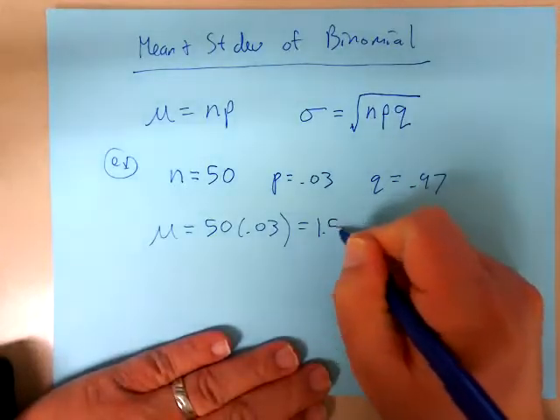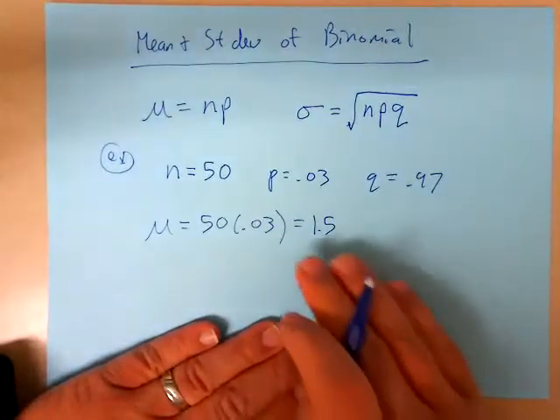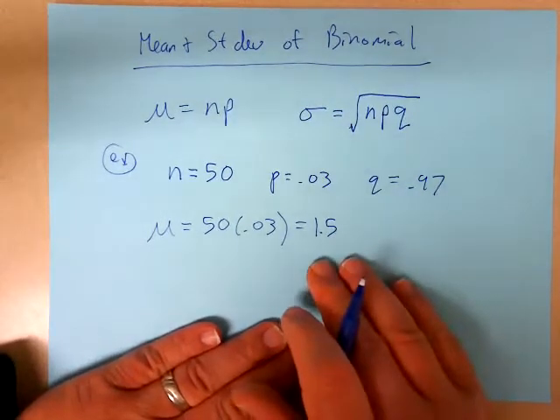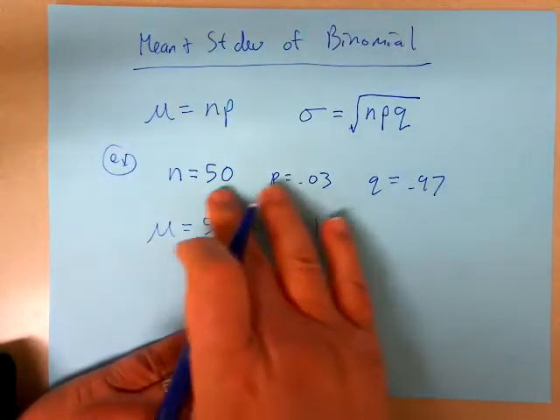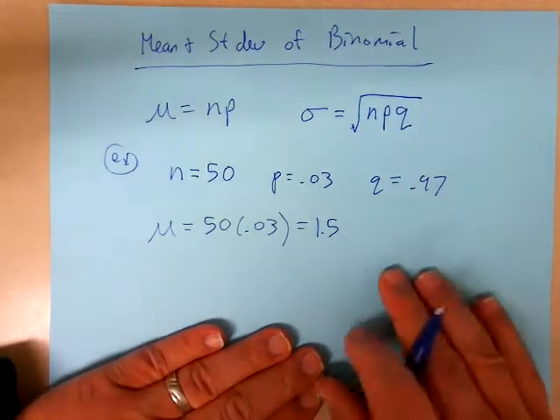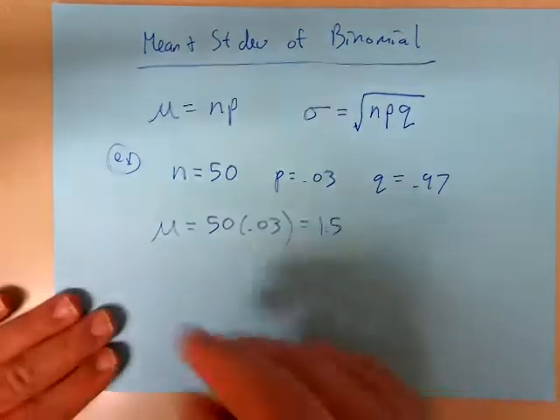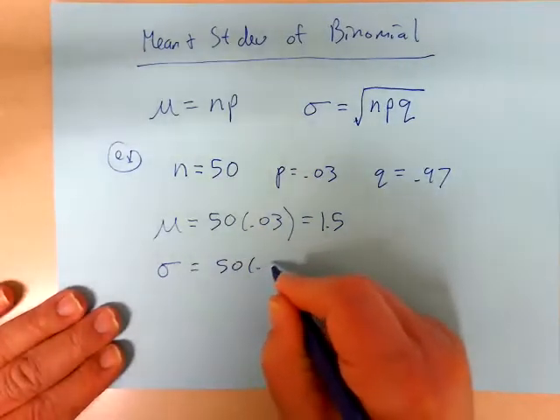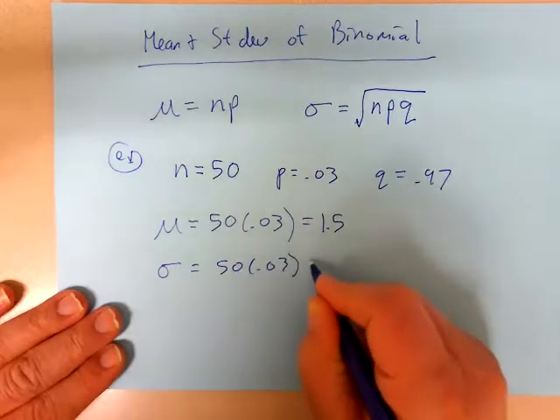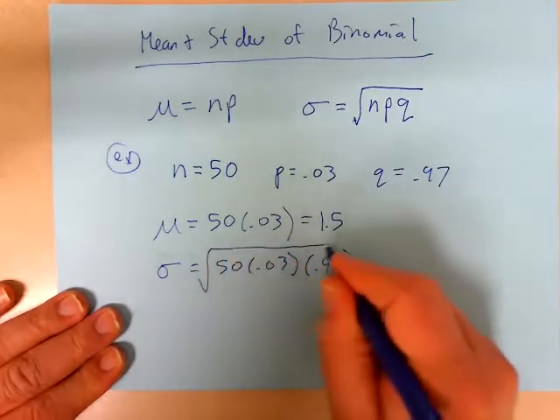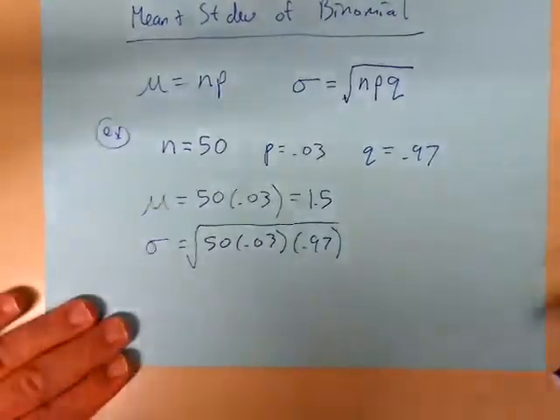So what is the expected number of people that will catch the disease? It's 1.5. So on average, if there's only a 3% chance of catching it and 50 people are exposed, you'd expect 1.5 people to catch the disease. Okay? And then the standard deviation is just the square root of 50 times 0.03 times 0.97. It's that easy, believe it or not.